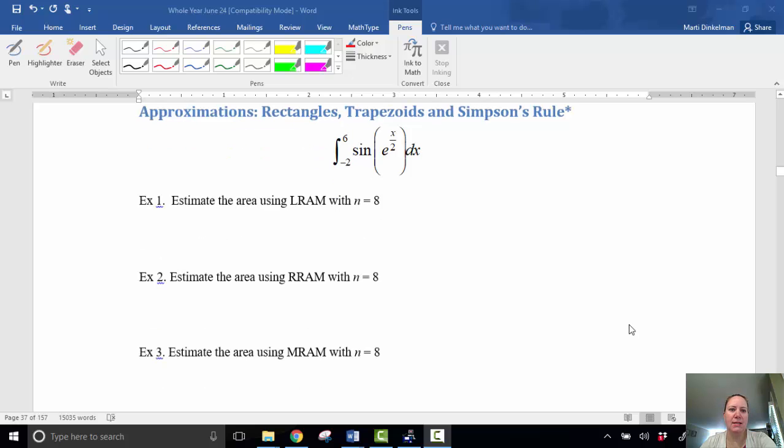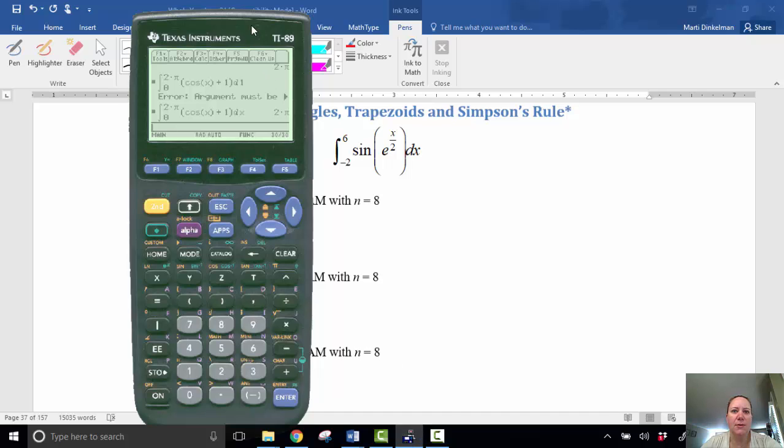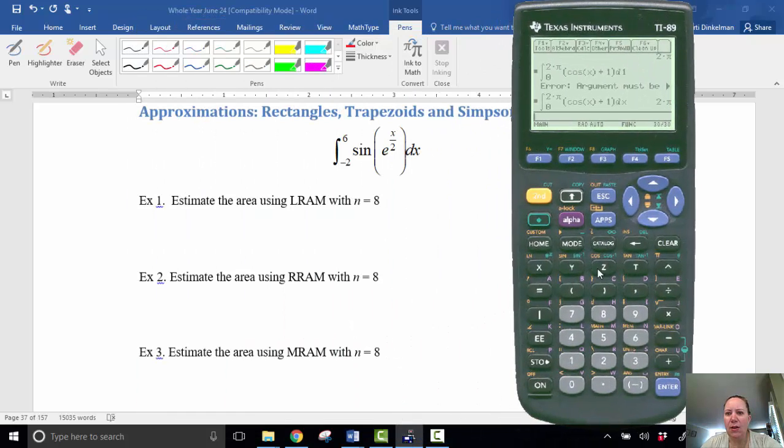So I just want to remind us a little bit about using LRAM, so the left rectangle approximation method, RRAM, so right, and then midpoint, and help you out maybe a little bit with the calculator to make sure we know what's going on with all of those. So I'm going to start straight from the calculator here.